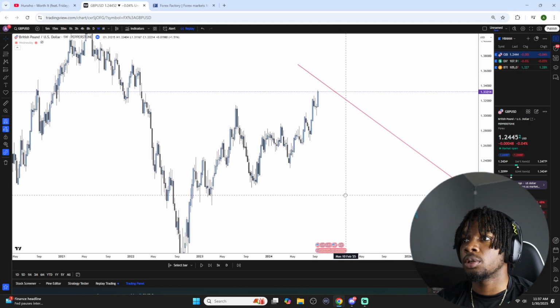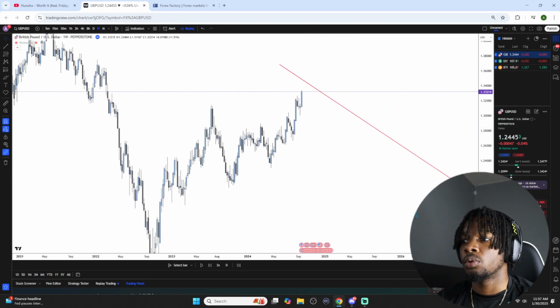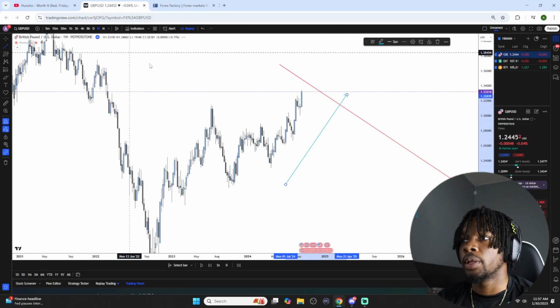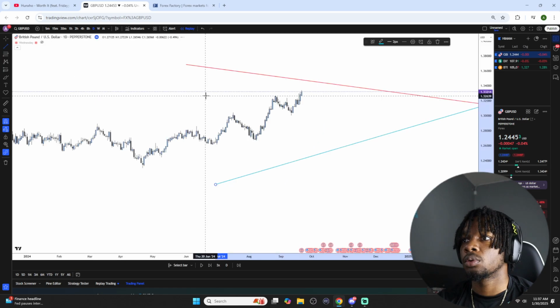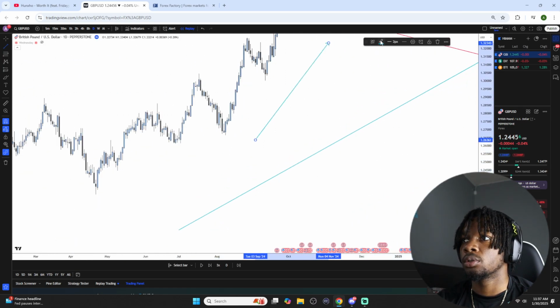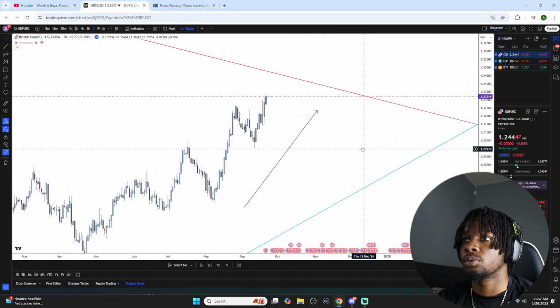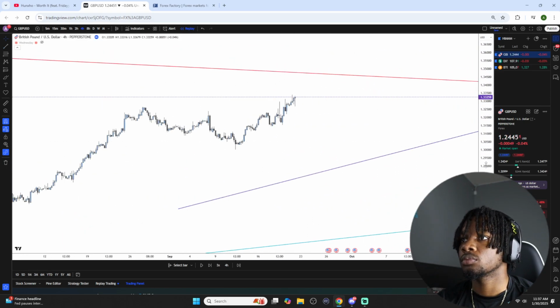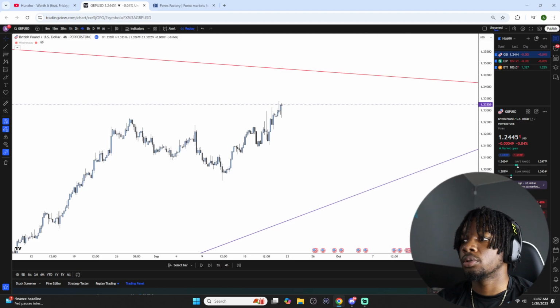weekly time frame, we're on this uptrend. Okay, we're gonna change this to blue. Daily time frame. Okay, we're on the uptrend. Change this to purple. And then 4-hour time frame, we are on the uptrend, right?